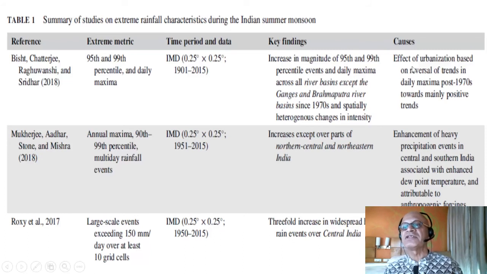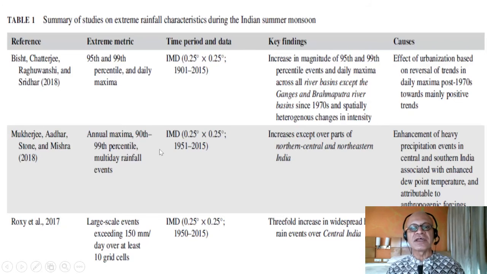The causes were identified as the effect of urbanization, based on reversal of trends in daily maxima post 1970s towards mainly positive trends. So it is explicitly blaming urbanization as an attribution for the trends observed in these extremes.